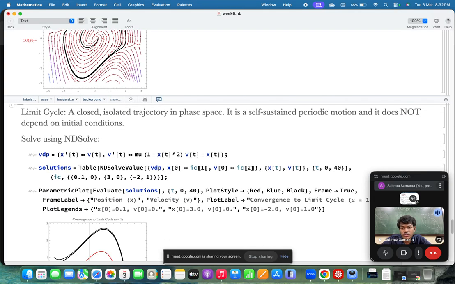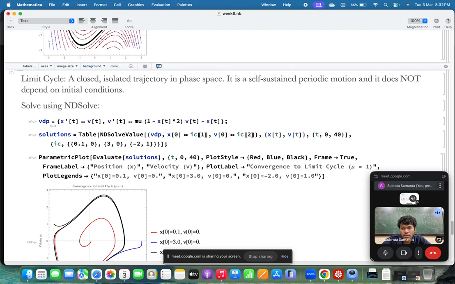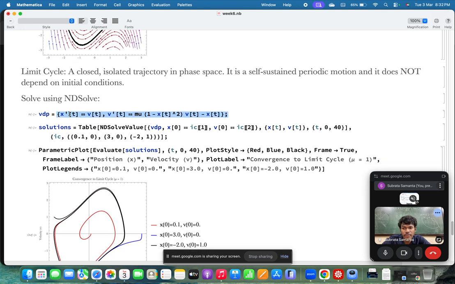And you can also solve using NDSolve. So this is basically your van der Pol oscillator. I call it VDP, and this is my solution. The first is x prime of t equals v of t, and v prime of t is the coupled equation.